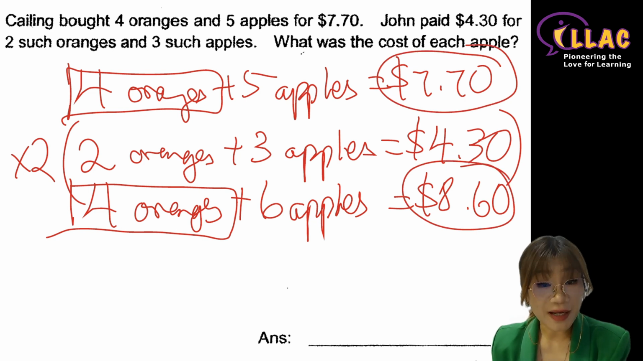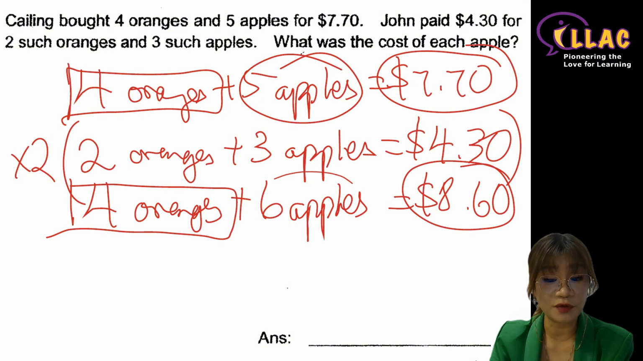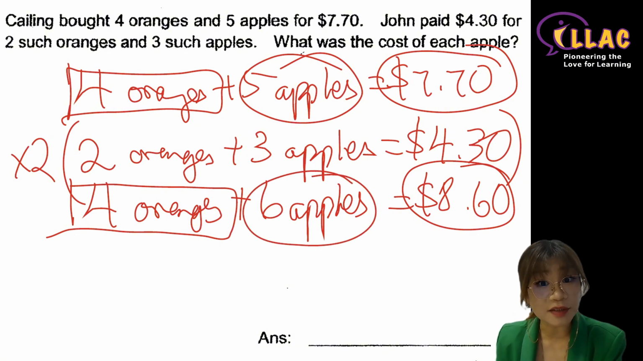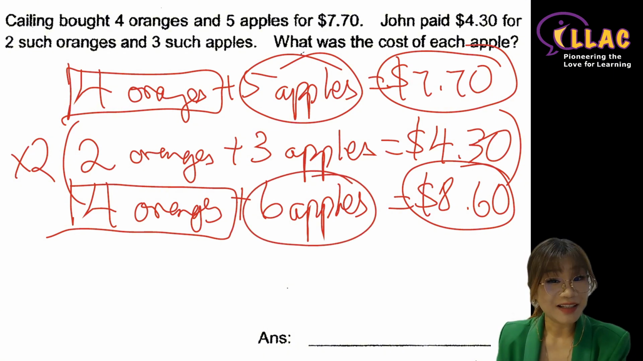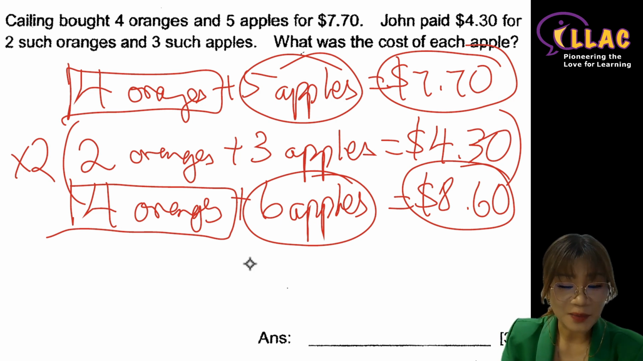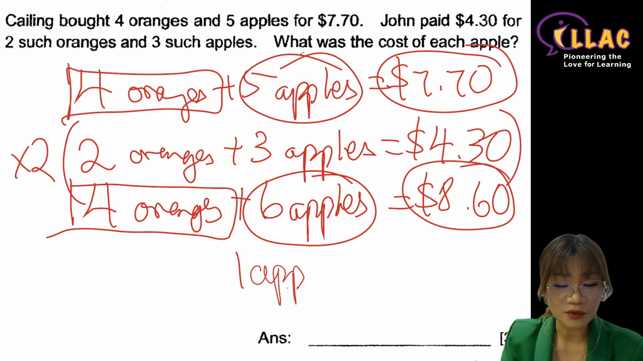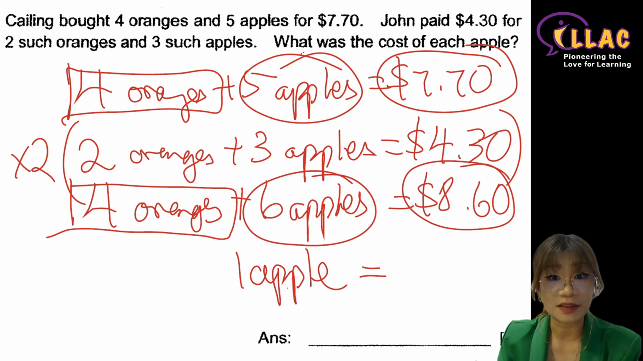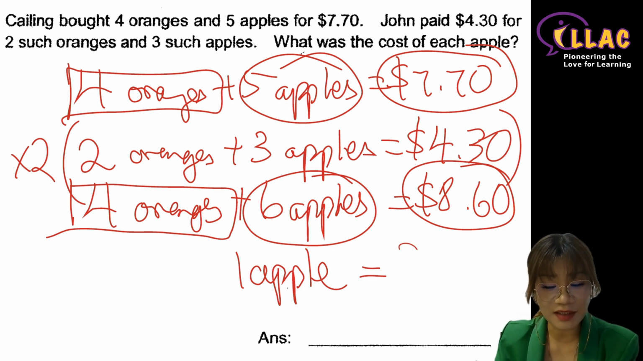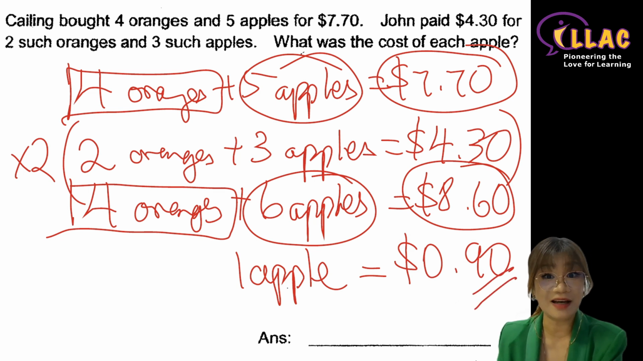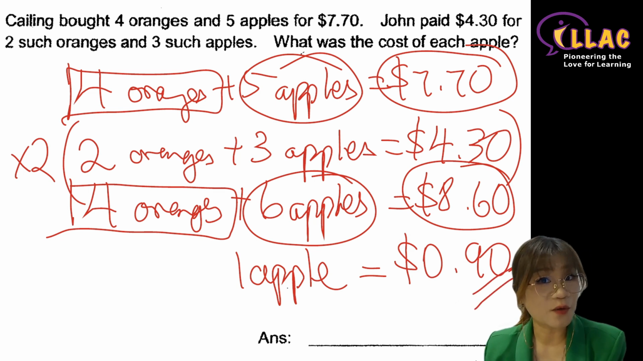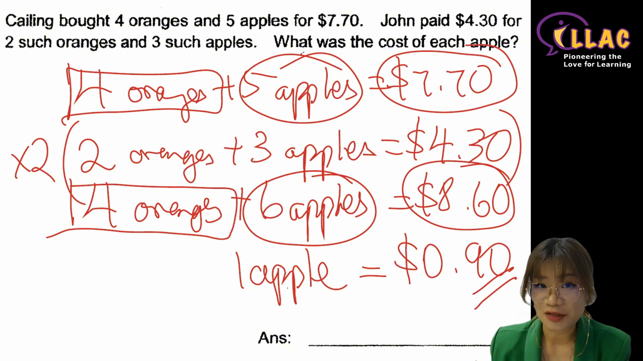And so you will realize that the difference between them, $7.70 and $8.60, is because of the 1 apple difference. You see that? So therefore, 1 apple is actually equal to the difference between $8.60 and $7.70, which is 90 cents. Ta-da! That's the answer. If you don't understand what I'm talking about, let me illustrate it for you.